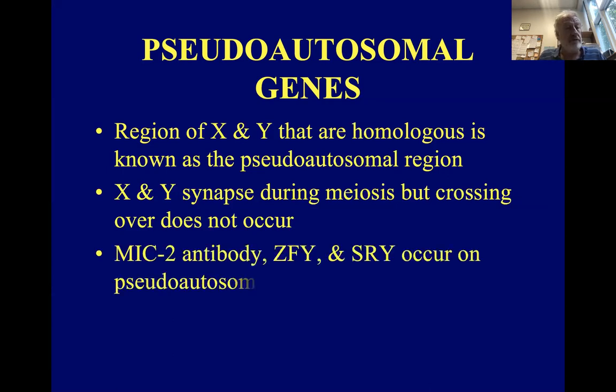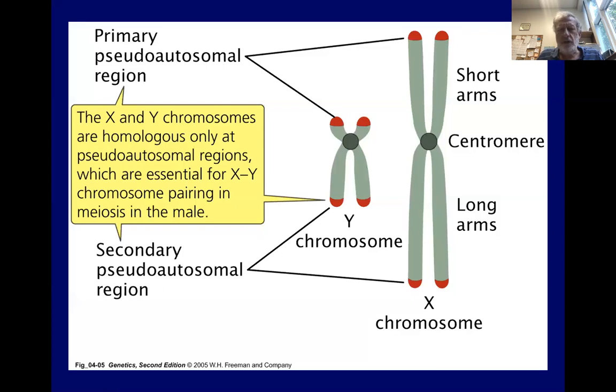Some examples of genes in the pseudoautosomal regions of the X and Y are the zinc finger gene, ZFY, the MIC2 antibody gene, and that sex-determining region of the Y chromosome. So here we see our primary pseudoautosomal regions are the ends of the short arms of the chromosomes, and the secondary ones are the ends of the long arms of the chromosomes.